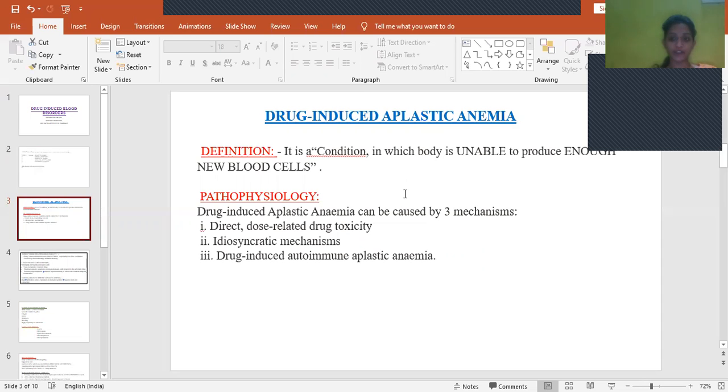Then coming to pathophysiology, it can be caused by three mechanisms. First is direct or dose related drug toxicity. Second is idiosyncratic mechanism. Third is drug induced autoimmune aplastic anemia. Okay. Direct dose related drug toxicity, idiosyncratic, and drug induced autoimmune aplastic anemia. So these are the different mechanisms.